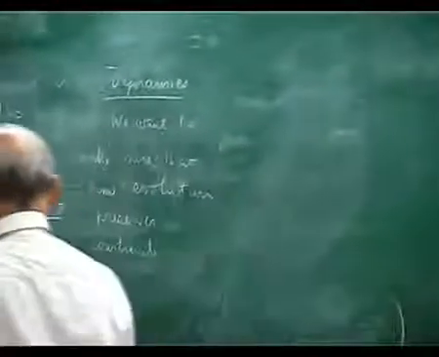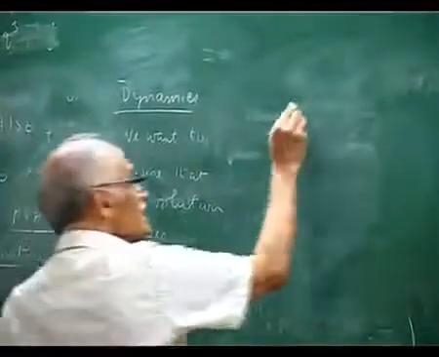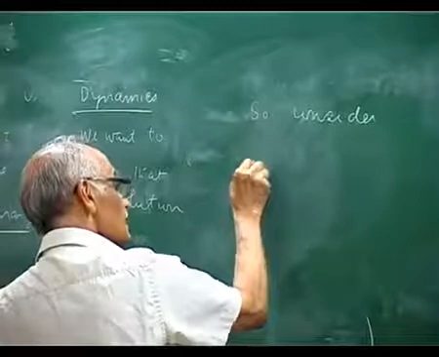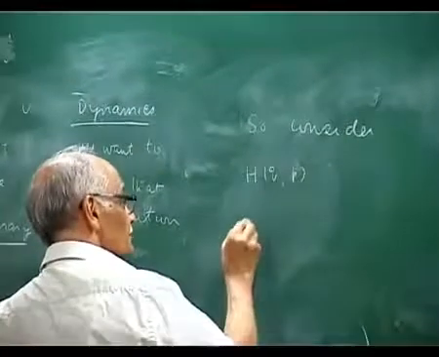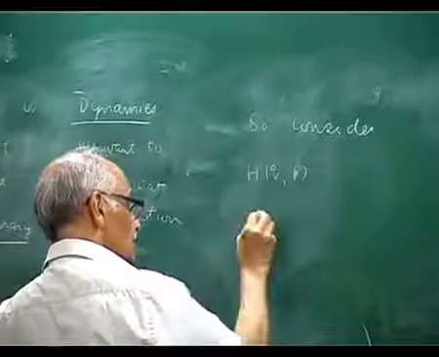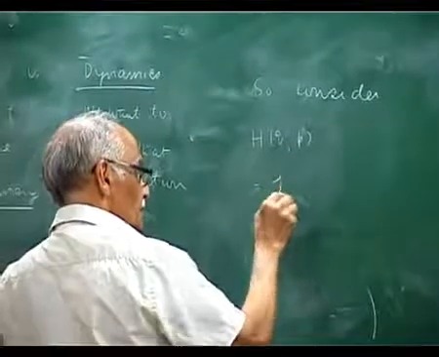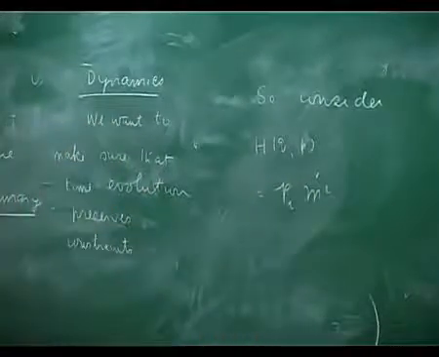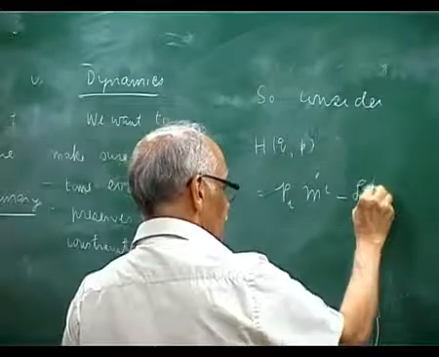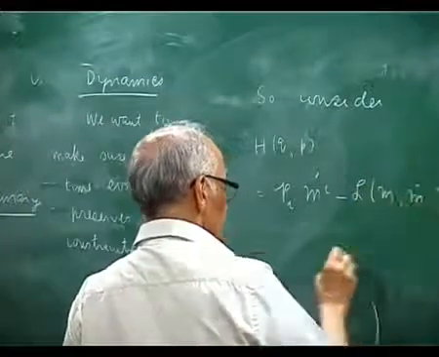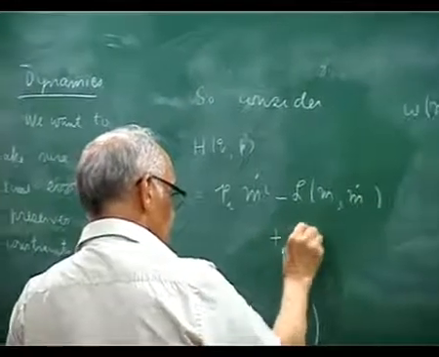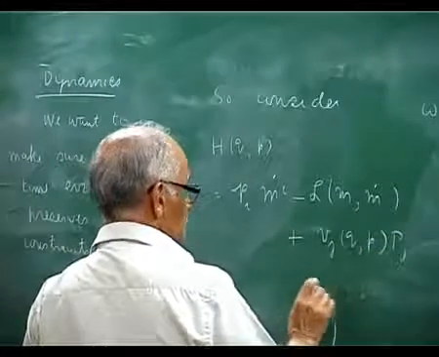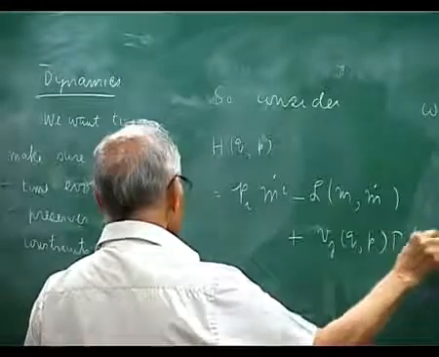But anyway, that is not the point. So what do I do? What did Dirac do? So consider the Hamiltonian, I'll call it H of QP, which will be the usual thing, PI QI dot, I'll write PI dot as MI dot as I told you, minus L of M, M dot, now plus, I will add Vj of QP times Pj. This is my Hamiltonian.